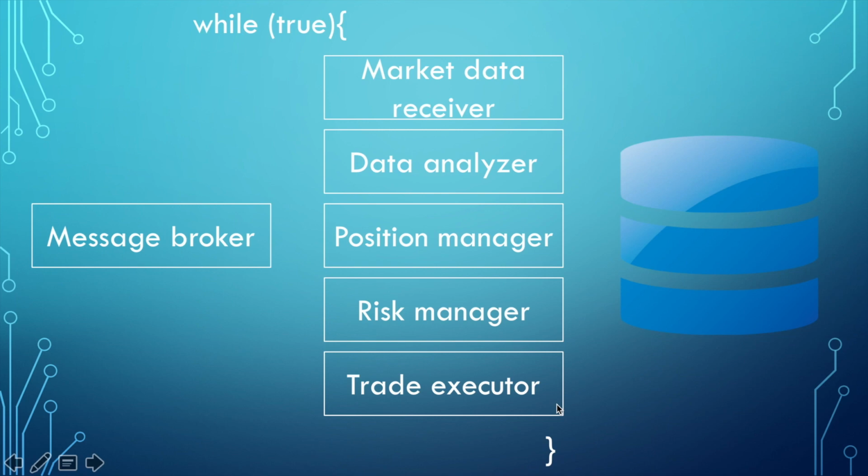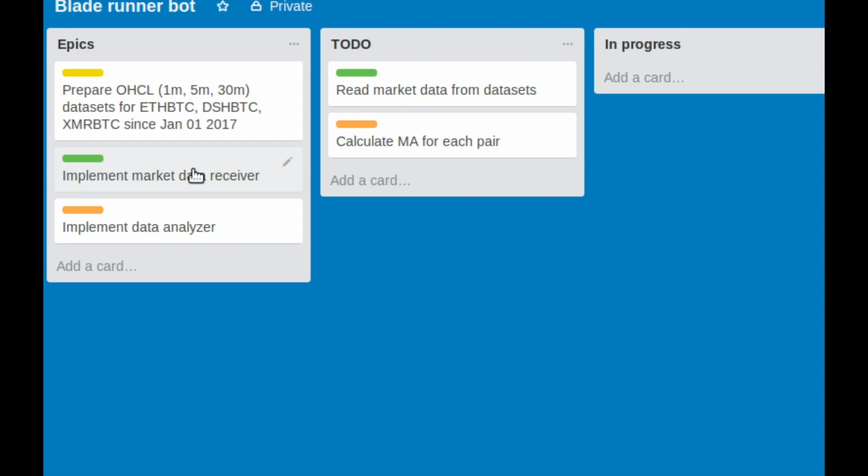Depending on your position size, the trade executor may split your position into multiple chunks and place several small orders instead of one big one. This is called iceberg strategy. Your orders may be market orders or limit orders. In case of limit orders, the trade executor must periodically check the order book for order fulfillment and cancel or move this order if needed, of course. Today we start with the first two components of the event loop: implementation of the market data receiver and data analyzer.